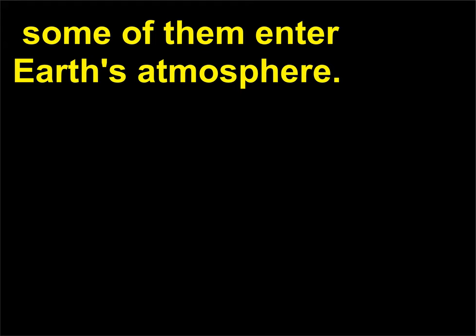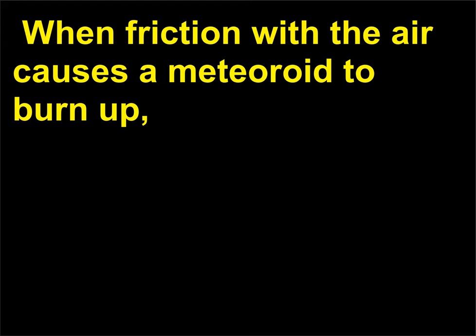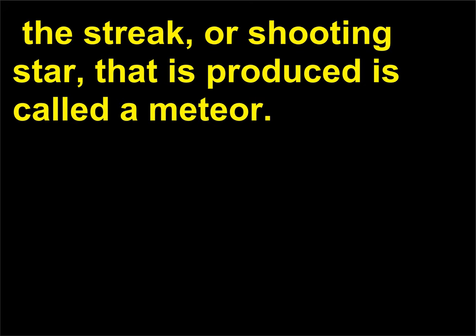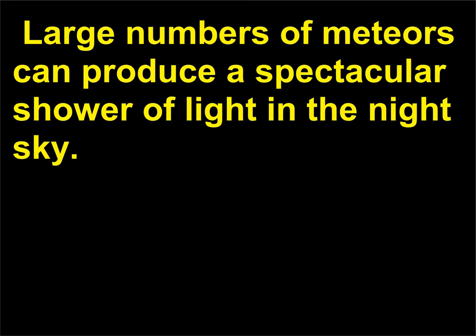When friction with the air causes a meteoroid to burn up, the streak, or shooting star, that is produced is called a meteor. Large numbers of meteors can produce a spectacular shower of light in the night sky.